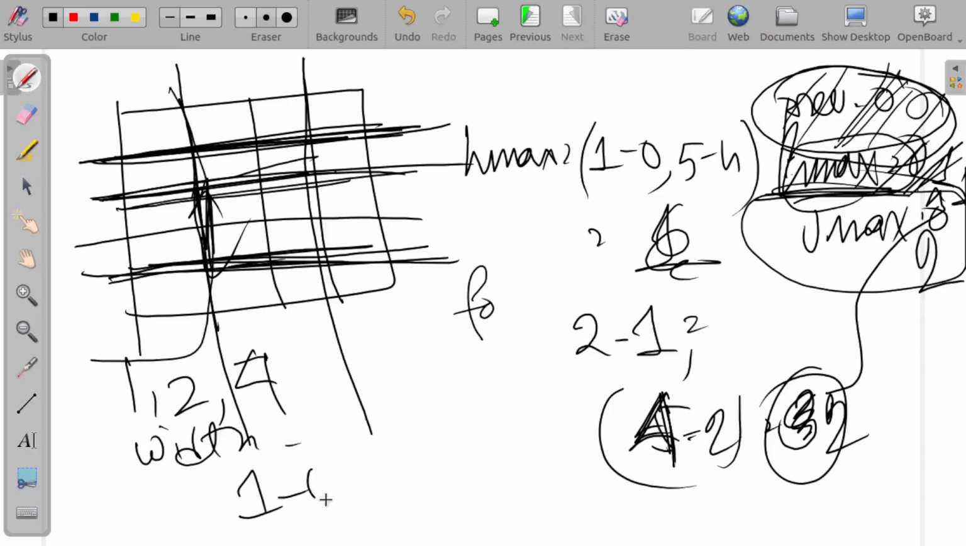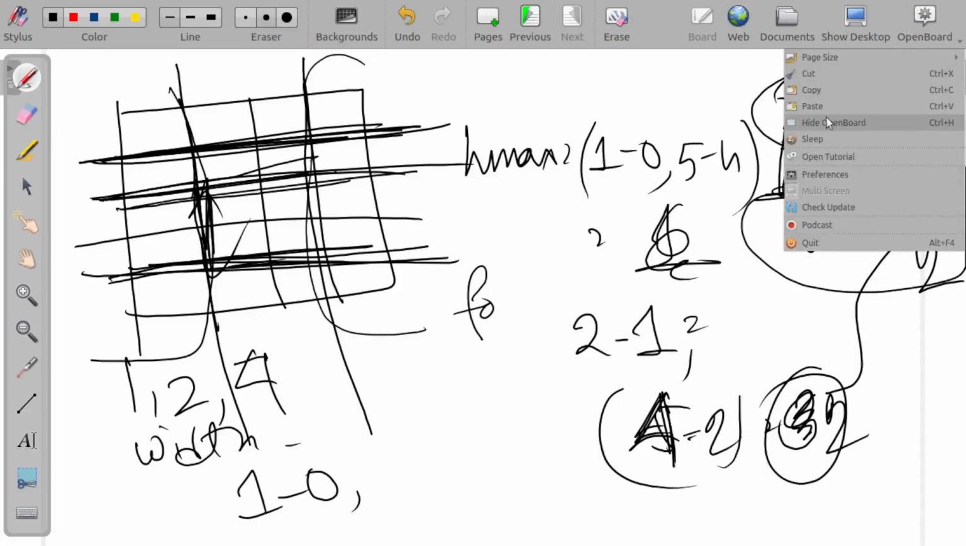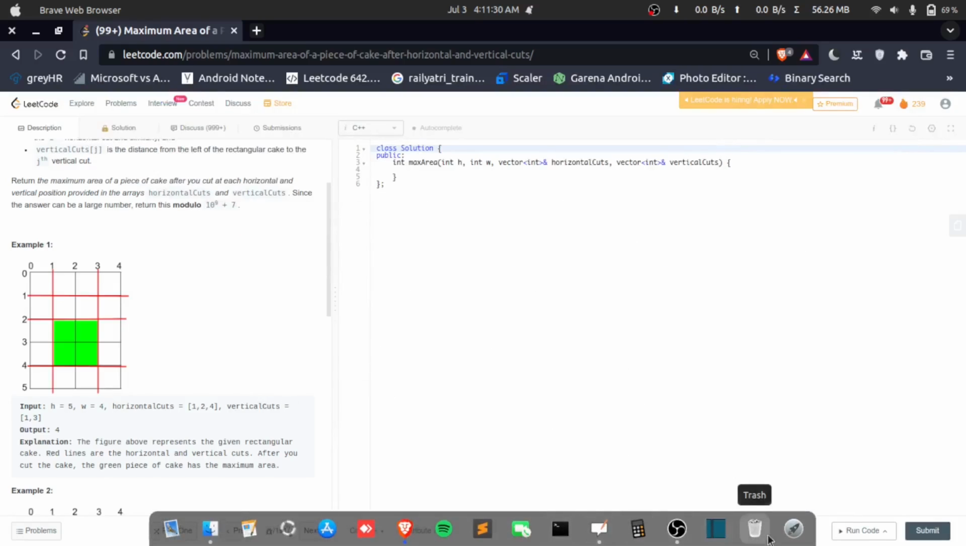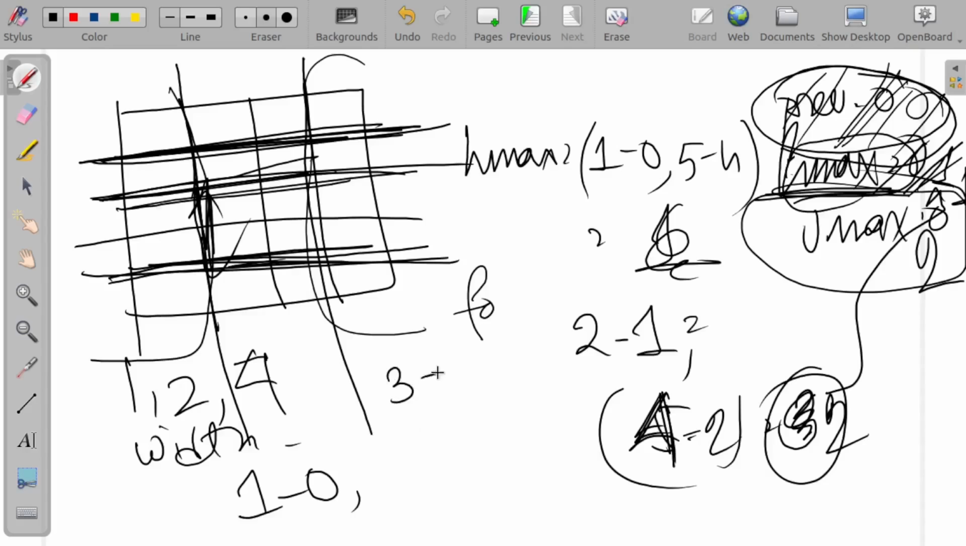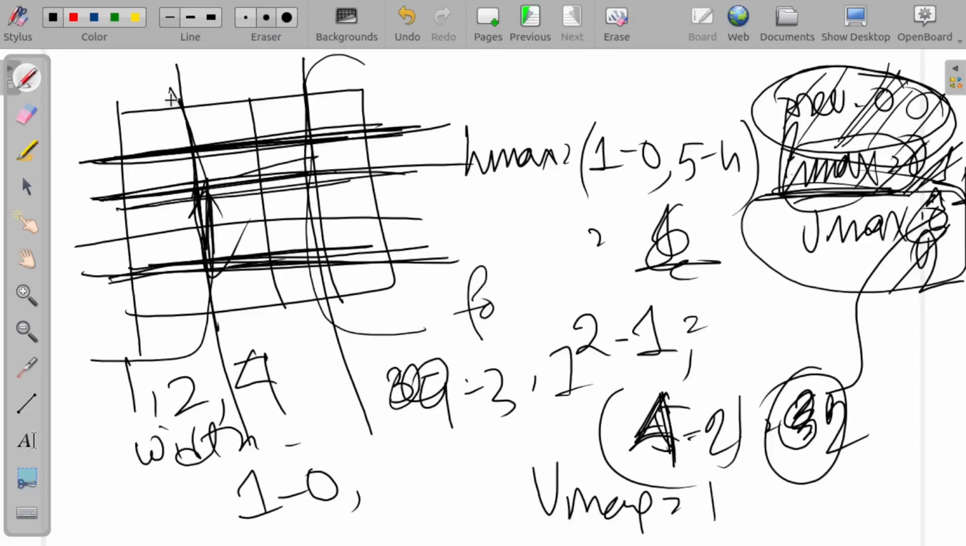So 1 minus 0, that is 1, and 4. So 1 and 4, last one, right? Yeah, 1 and 3 basically. So 3 minus 4, basically, no, 1 2 3 4 minus 3, that is 1. So the max basically, that is 1 for both cases.